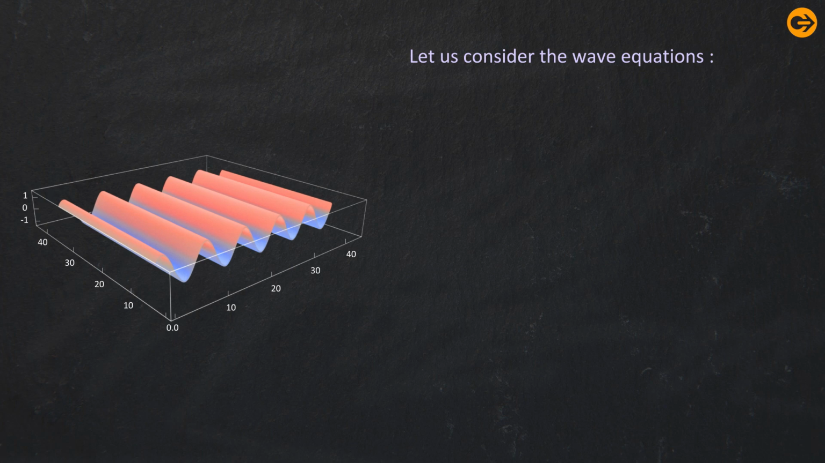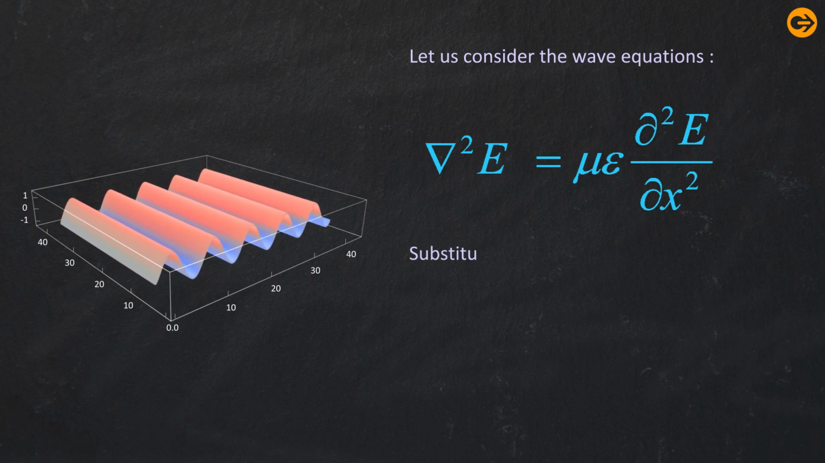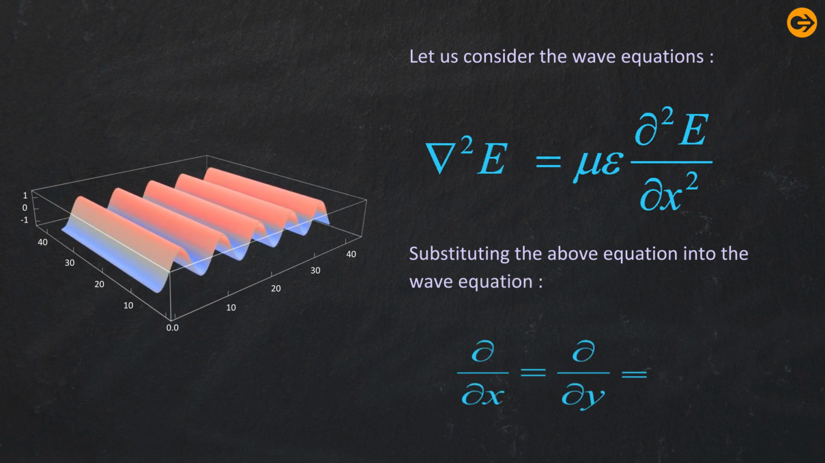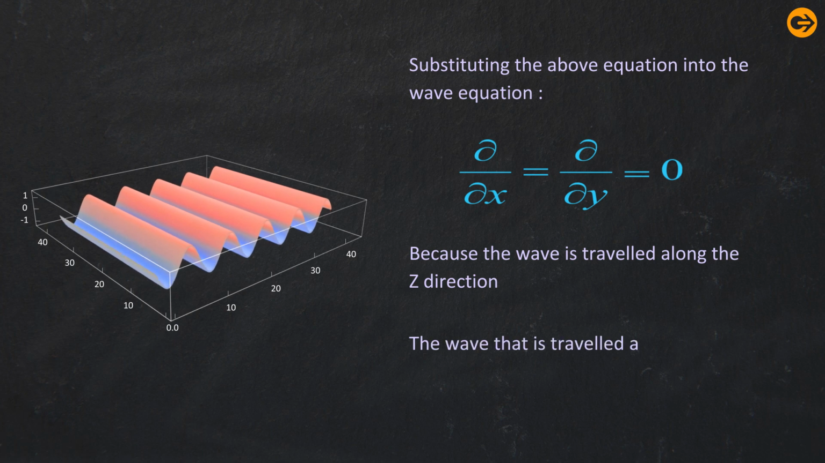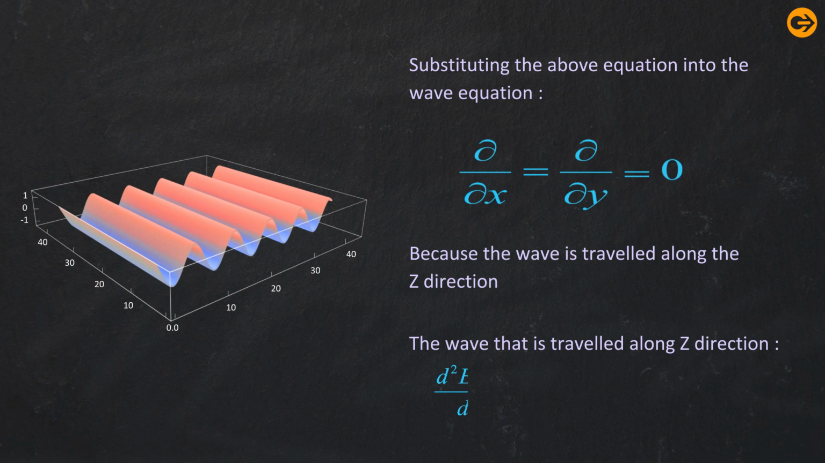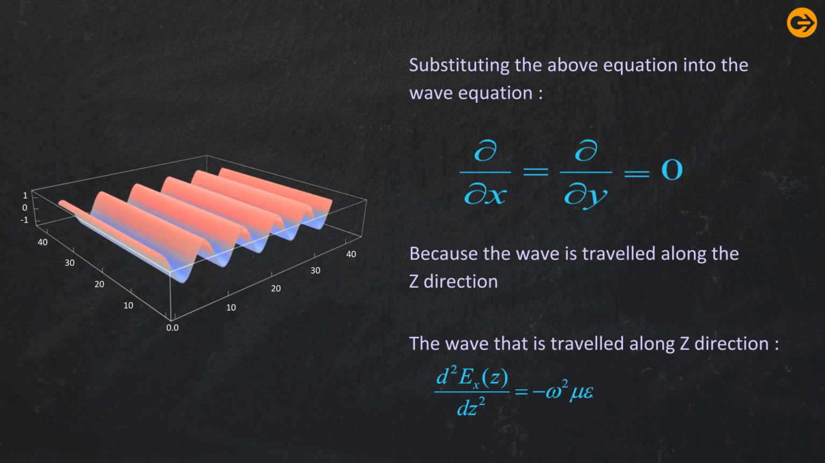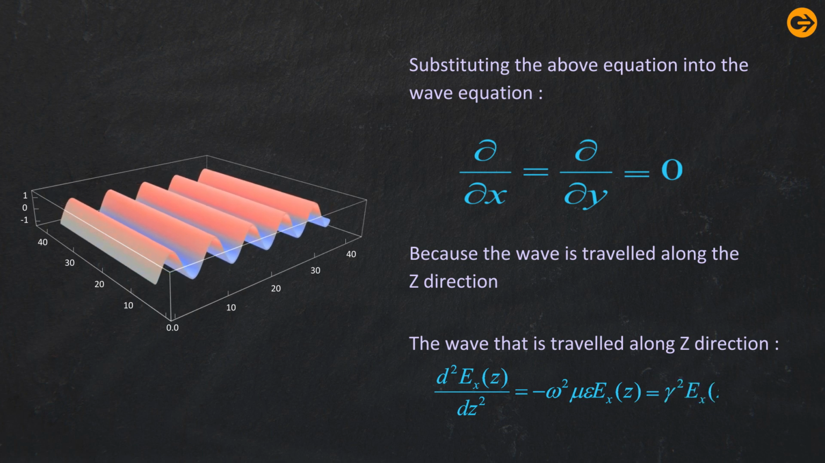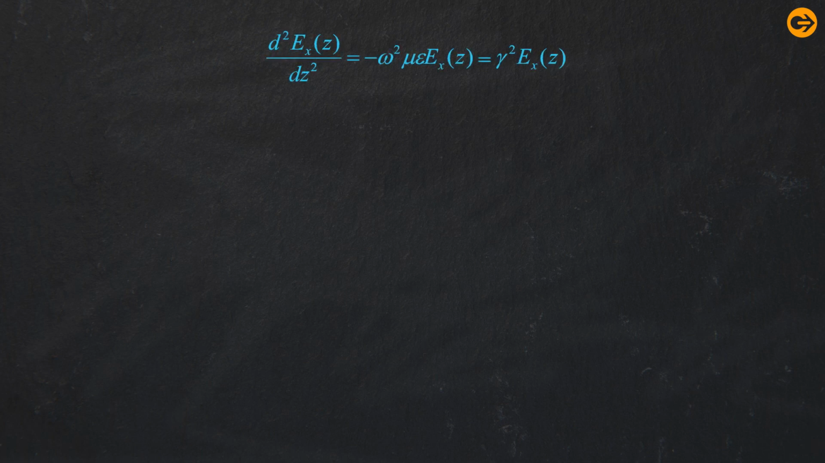Let us consider the wave equations. Grad squared E is equal to mu epsilon del squared by del t squared E. Substituting the above equation into the wave equation, del by del x is equal to del by del y, which is equal to 0, because the wave is travelling along the z direction. So d2 by dz squared Ex(z) is equal to minus omega square mu epsilon Ex(z), which is equal to gamma square Ex(z). Ex is a function of z only, so the partial derivative is considered a full derivative.